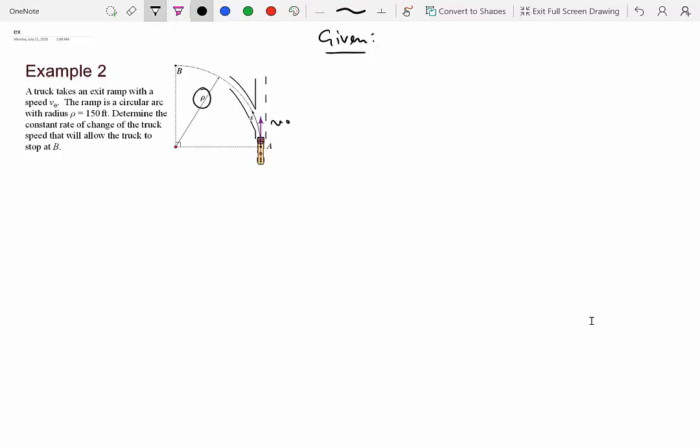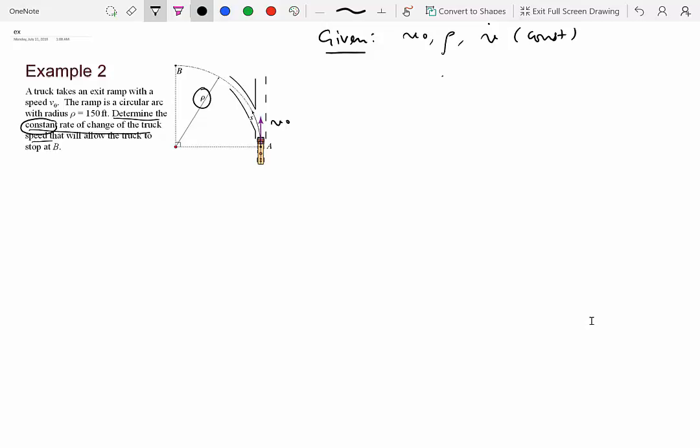So what is given to us is the initial speed v0. The ramp is a circular arc, so we also know the radius of curvature. Determine the constant rate of change of the truck speed. Now this is very, very important: constant rate of change of truck speed. So it's telling you that the truck speed is changing at a constant rate. So what is the change of the truck speed? That's nothing but v dot. And the word constant is telling you that actually this is constant. So v dot is actually constant.